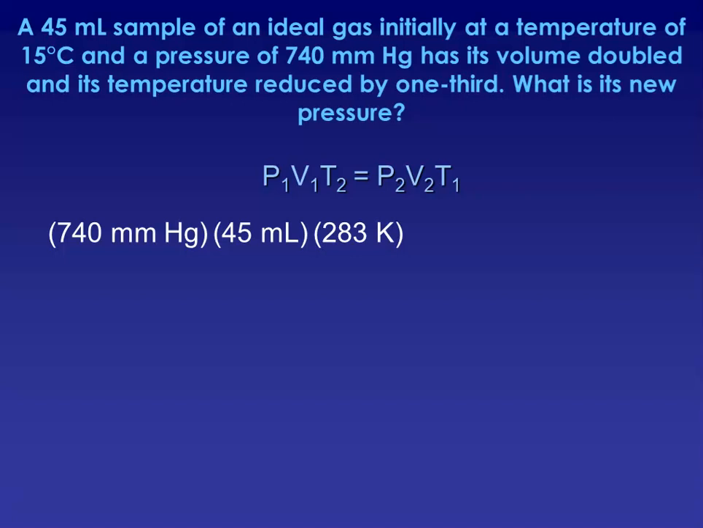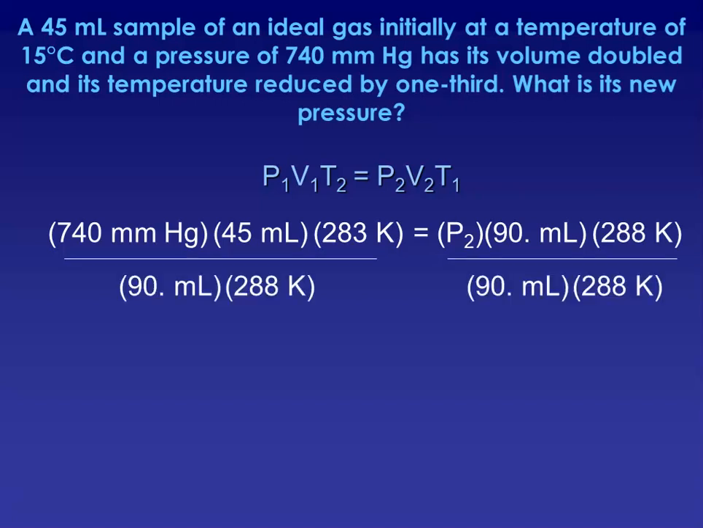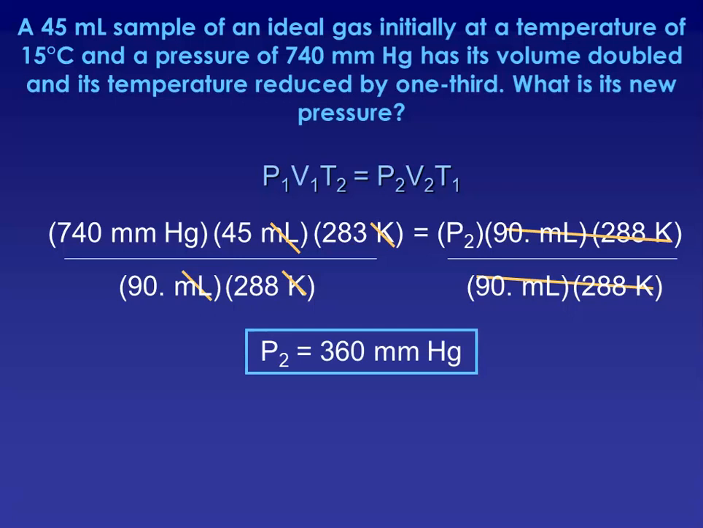P2 is what we're trying to find. V2 is the volume that got doubled, so 45 doubled will become 90. And T1 was our initial temperature. When we convert that to Kelvin, we get 288. So we isolate P2, take care of our units, multiply and divide. The measurement with the fewest sig figs is 2. So our final pressure, our new pressure, will be 360 millimeters of mercury.